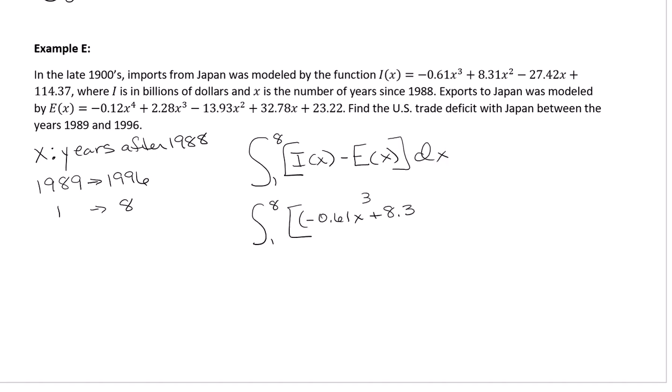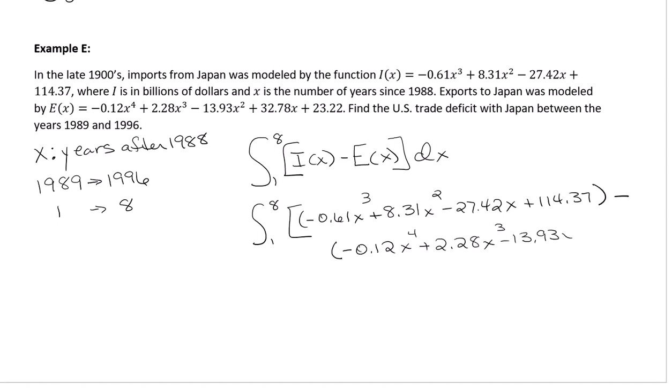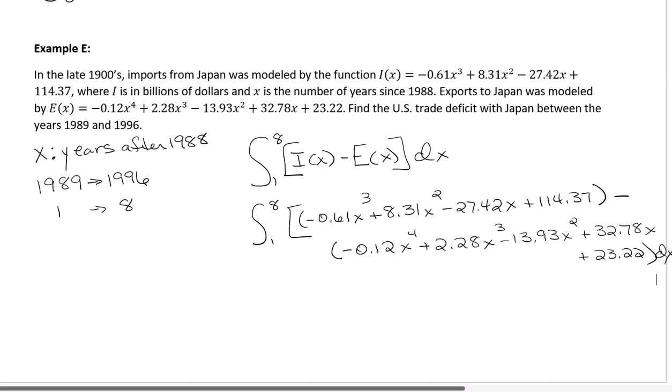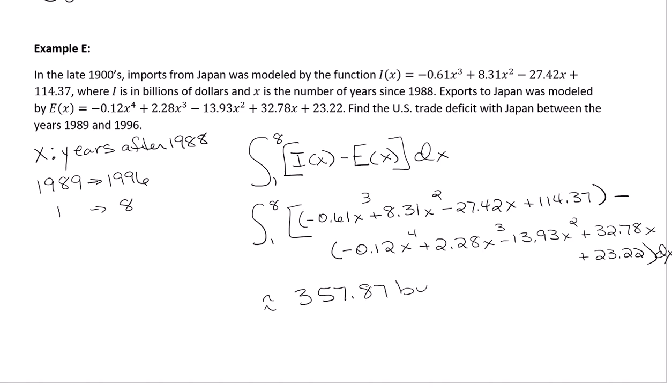This is a very old example. So this is not a political example. 1 to 8, if we were to put all of that into our calculator, and you may even want to simplify that subtraction, combine like terms to make it a little bit easier, but we'll get approximately $357.87 billion.